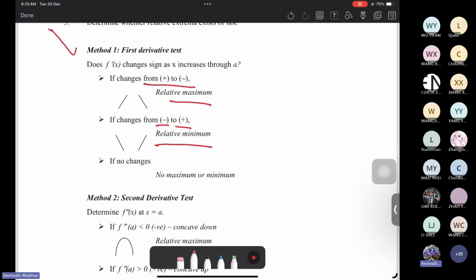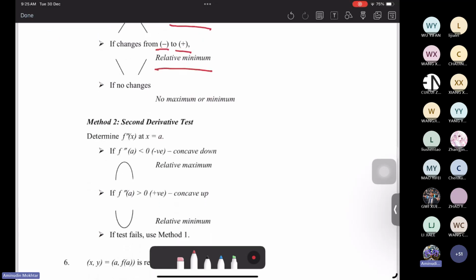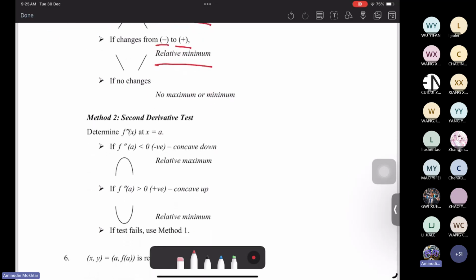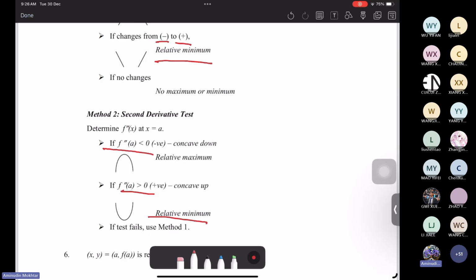Or based on the second method, we can use the second derivative. We just take the value of the second derivative. If the second derivative is negative, the critical point is a maximum point because the graph is concave down. But when the second derivative is positive, you need to remember this, the graph is concave up, so the critical point is the minimum point. That's the first method and the second method.